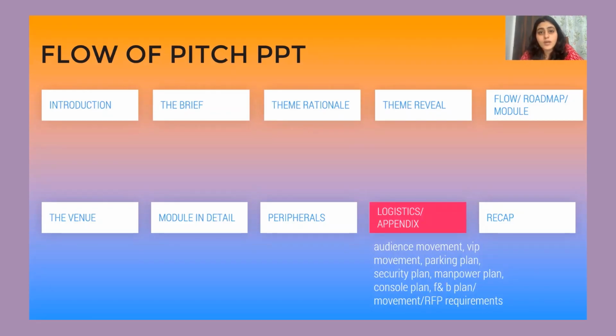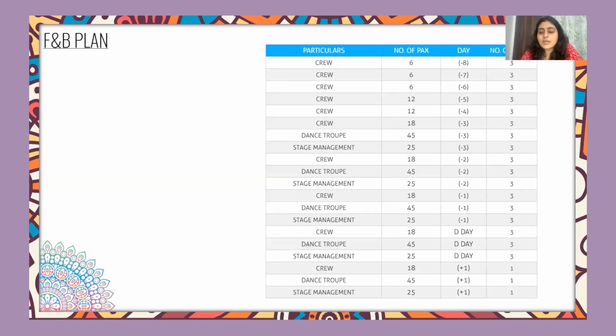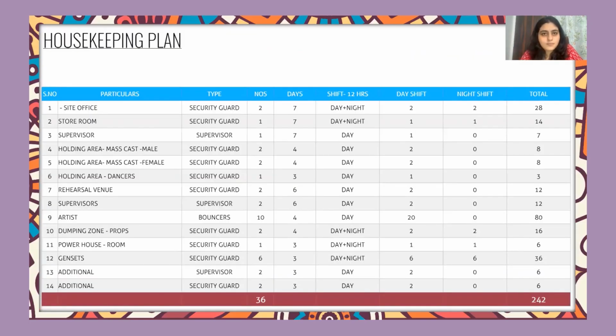You have a lot of customers. So how are you going to do the F&B? How are you going to do the parking bit? How are you going to have your security placed? If you have VVIPs coming, what is their movement plan? What are the lounges they are sitting in? So all of these things come under logistics. Also for RFPs, you might need things like your organization structure. So just for example, you have reporting schedules that you can put in, F&B plans, your housekeeping plan. So all of these things go under logistics.